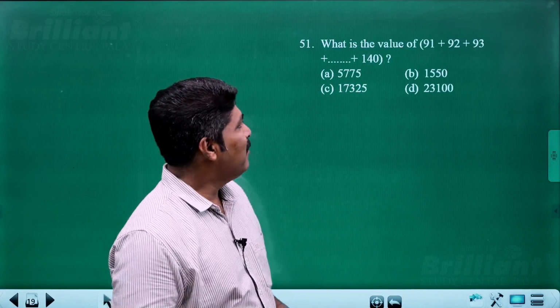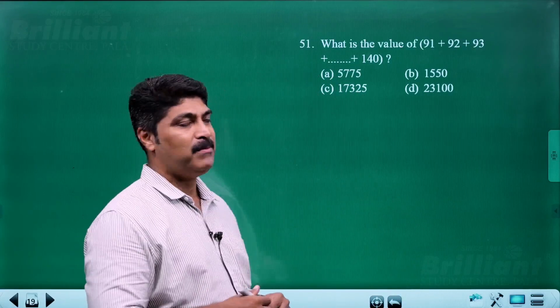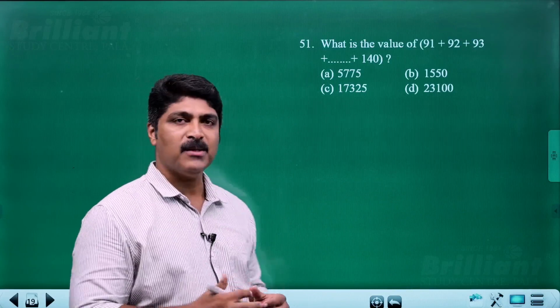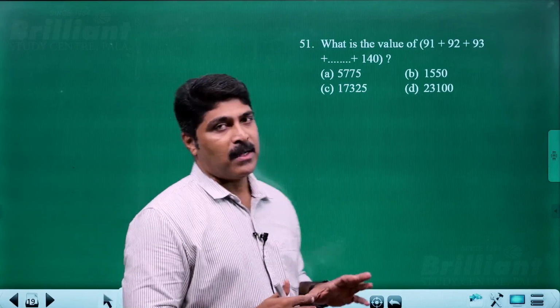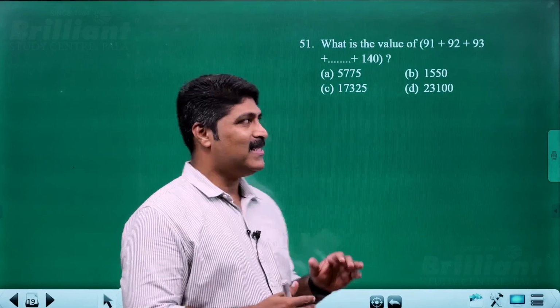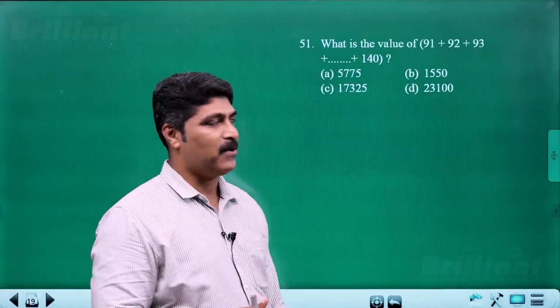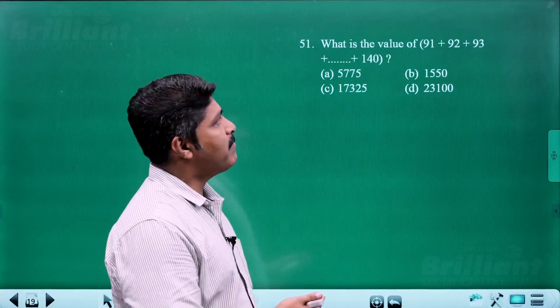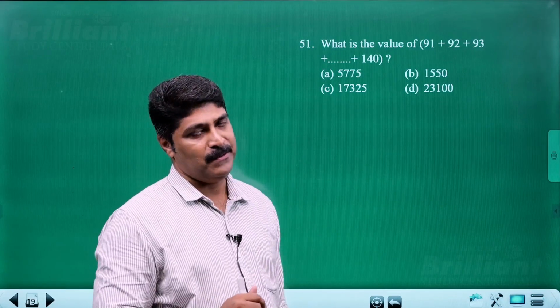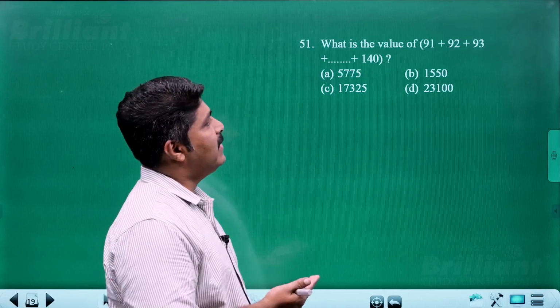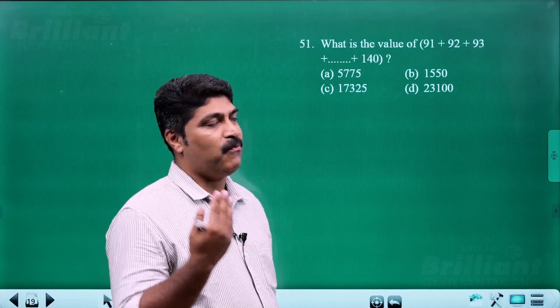So here we have the first question, from the topic numbers, basically from arithmetic progressions. I hope you are all well aware of the concept of arithmetic progression. This is nothing but consecutive natural numbers starting from 91 onwards. Then how do we find the sum of all these numbers?